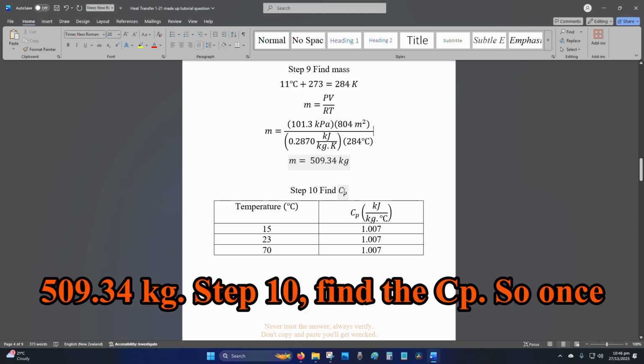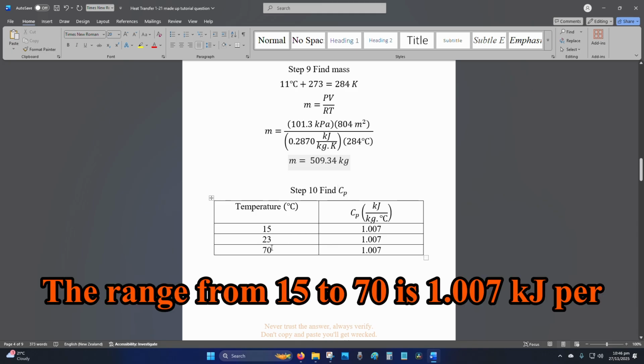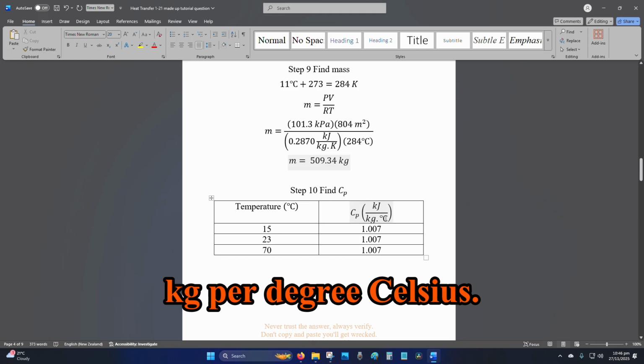Step 10, find the Cp. So once again, you'll look it up in your table. The range from 15 to 70 is 1.007 kilojoules per kilogram per degree Celsius.